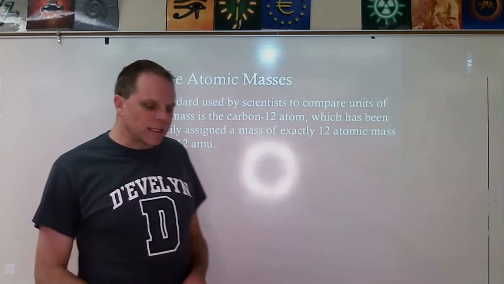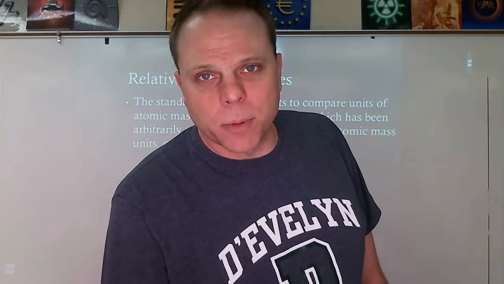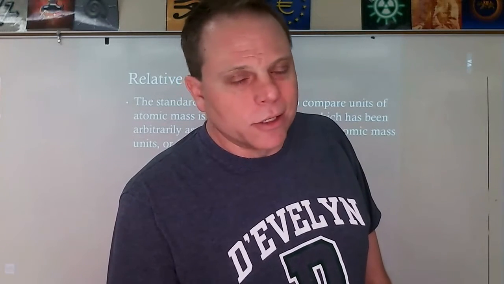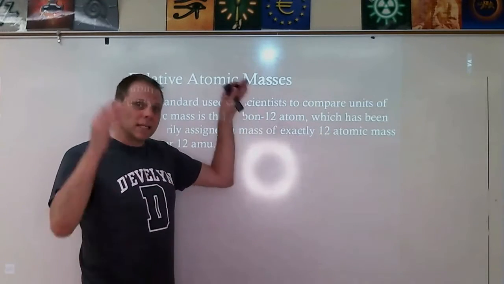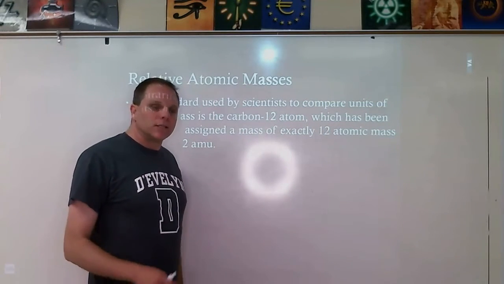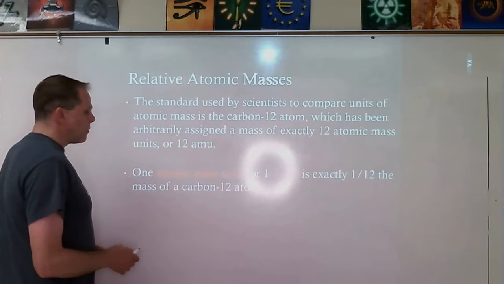But not just that, they decided, let's take 1/12 of a carbon-12 atom. All right, well, carbon-12 is made of 6 protons and 6 neutrons. Protons and neutrons don't weigh the same, but they're close. So let's just take that value and divide it into 12 pieces. So 1/12 of a carbon-12 atom is going to have a mass of 1 AMU.